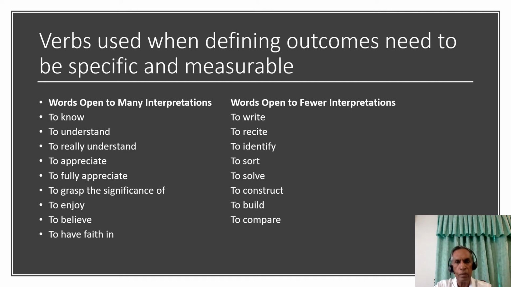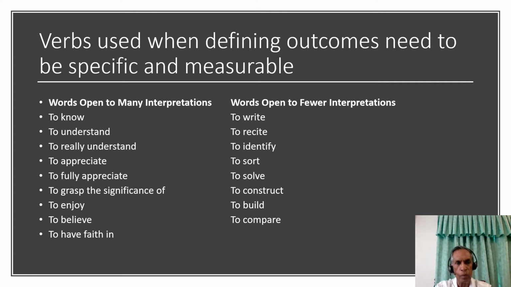Now it's good to look at some of the terms that should be used when we write learning objectives. Verbs used when defining outcomes need to be specific and measurable. If you look at these two columns, on the left you find words open to many interpretations.